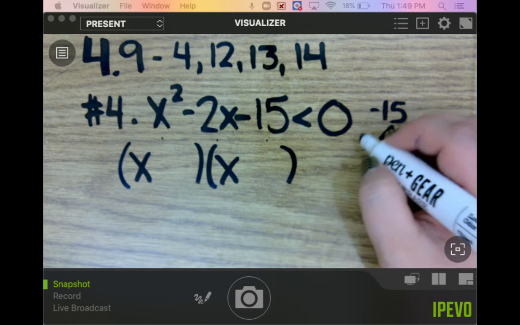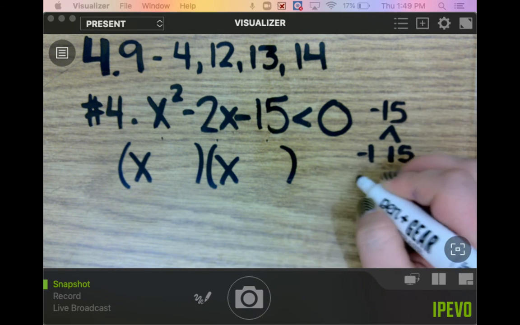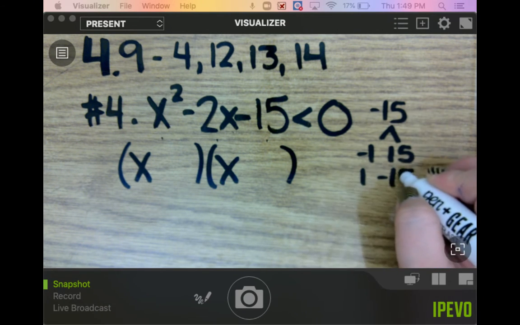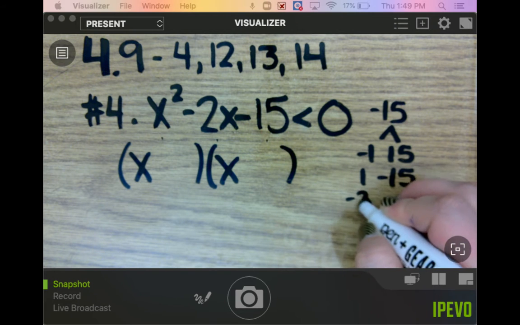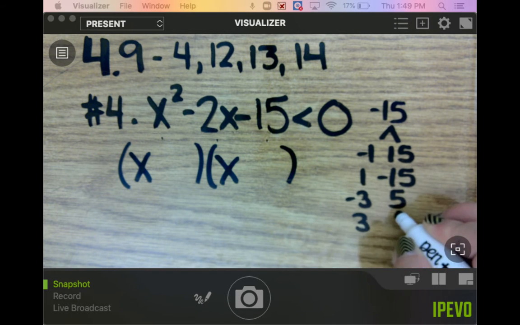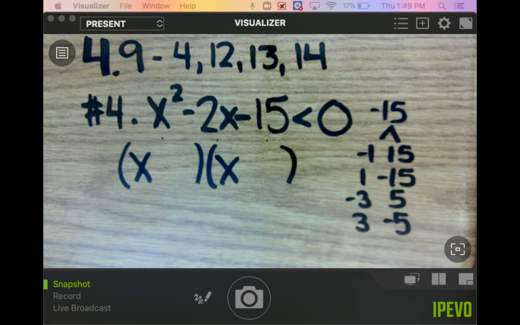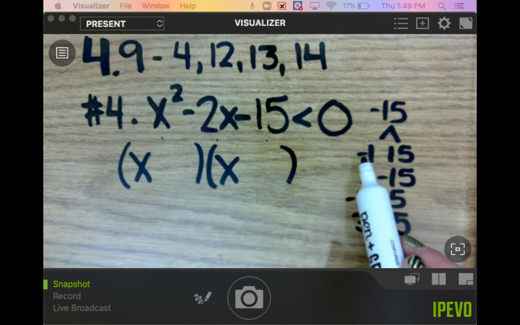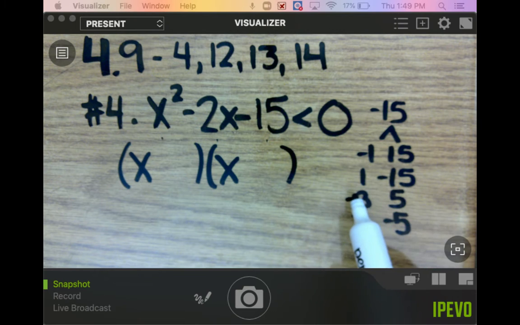So if they multiply to -15, one of them has to be negative. So here are my options. 1 and 15, 3 and 5. Those are the only numbers that multiply to 15. So either the negative is on the 1 or the 15, the 3 or the 5. I'm going to go through and pick the one that adds up to -2 because that's my number in the middle.